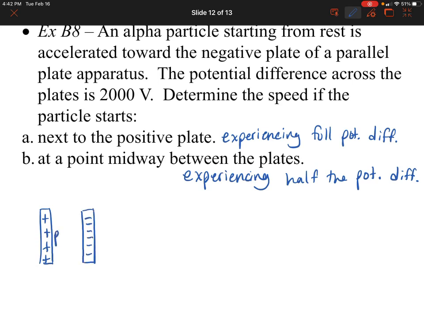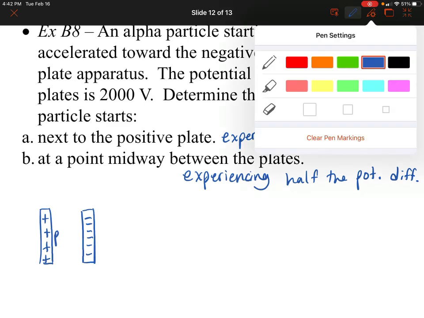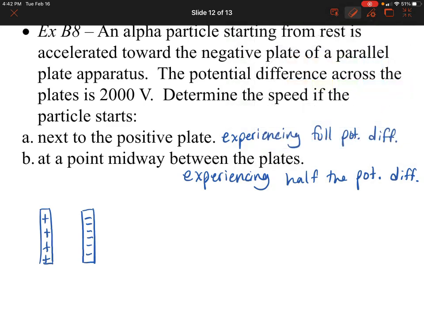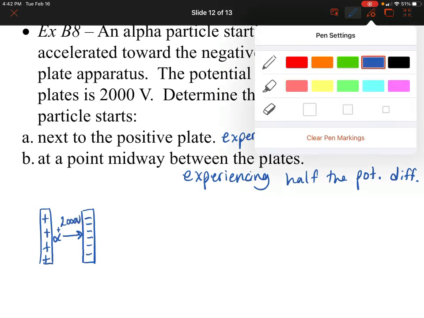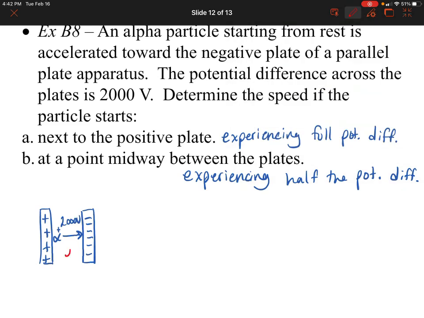And we have our alpha particle either starting here, and that's going to go across the full 2000 volts, or we have our alpha particle starting right in the middle, and it's going to go halfway across, and that's actually only experiencing 1000 volts. So we know at this point, we have our maximum potential energy.